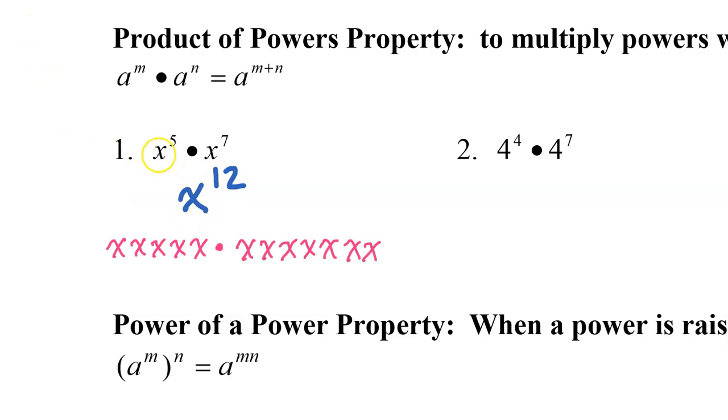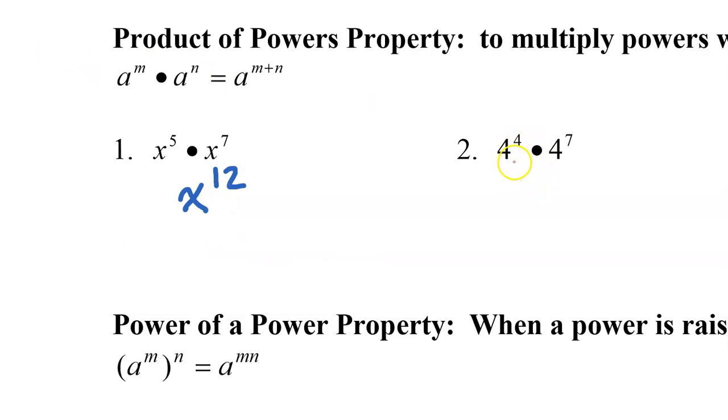This makes sense because x to the 5th power is really 5 x's being multiplied together, and x to the 7th power is 7 x's being multiplied. So if you multiply 5 x's times 7 x's, you really have 12 x's all being multiplied together, which is x to the 12th power.